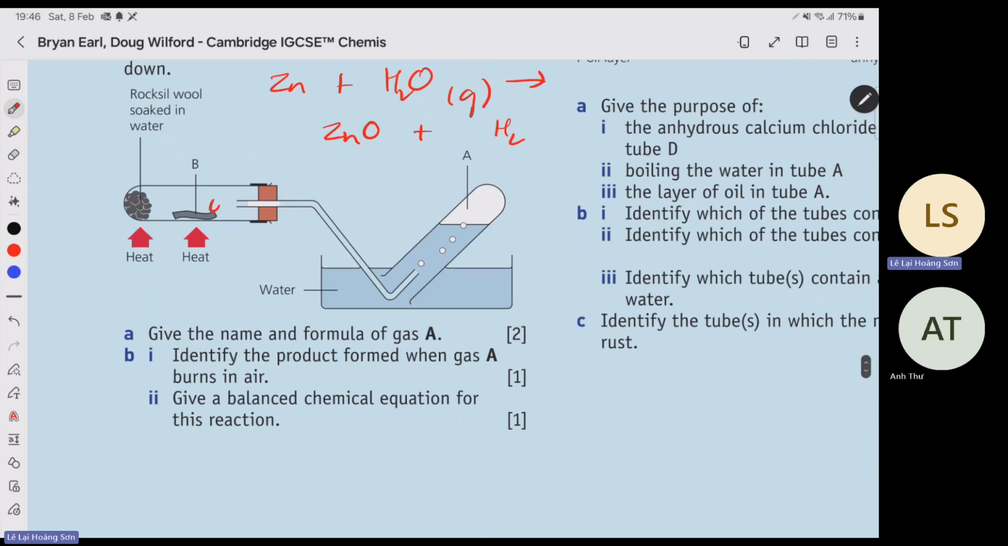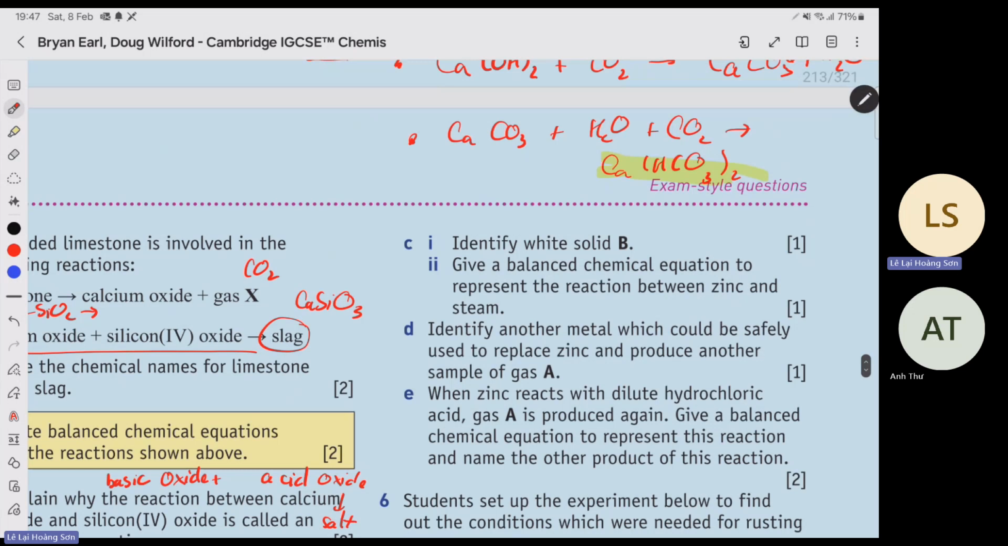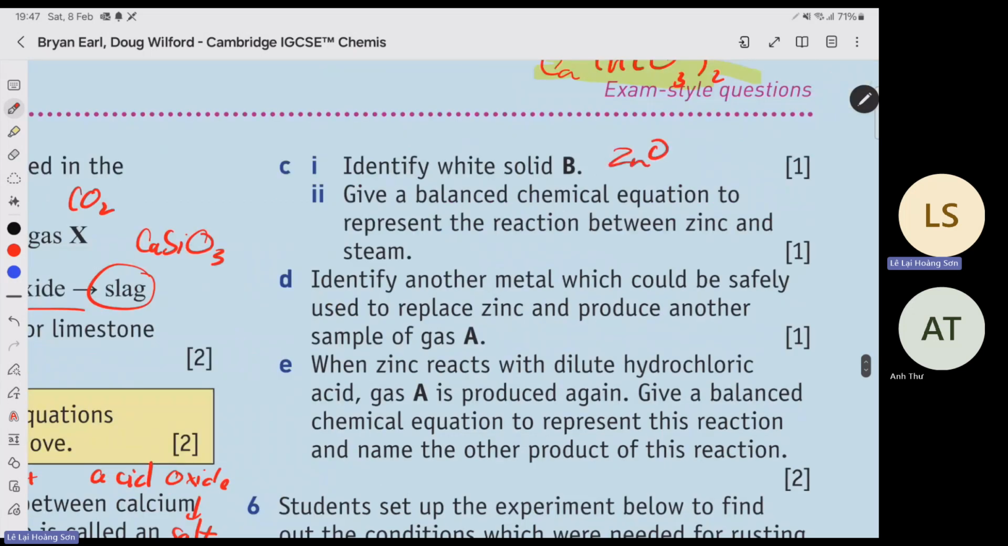Identify the product formed when the gas is burned in the air. When hydrogen is burned in the air, what is the product? It is steam. It's just water, right? Steam is okay, but it's just water. Okay, that reaction is easy, so I'm going to skip that. Identify the white solid B, which is zinc oxide, right? Give the reaction between zinc and steam. We already did that. We form hydrogen and zinc oxide.